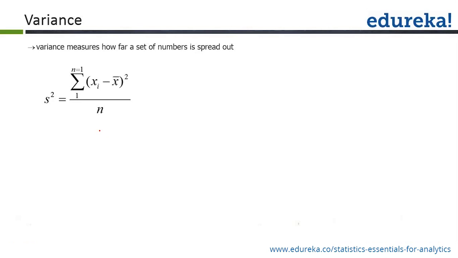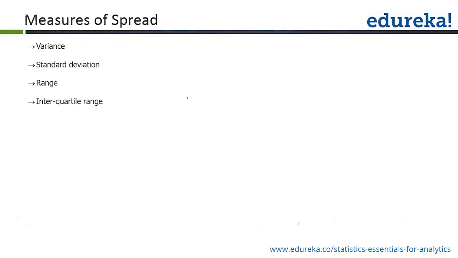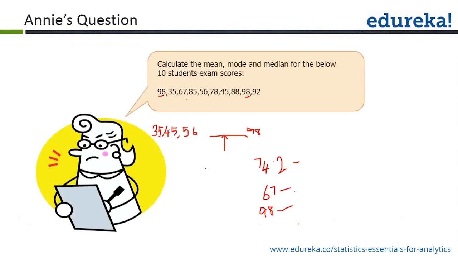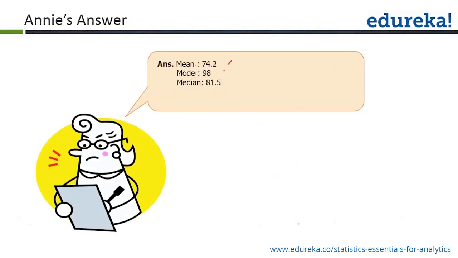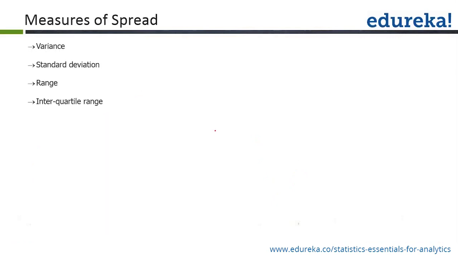All right. So coming to measures of spread, let's try to understand all these measures in detail. Variance measures how far a set of numbers is spread out. What does this mean? Let us take the same example of students' marks. We know that the mean, median and mode are some numbers, that is fine. But now you want to find out how much the students vary from the mean, mode and median. That is what is explained using measures of spread.